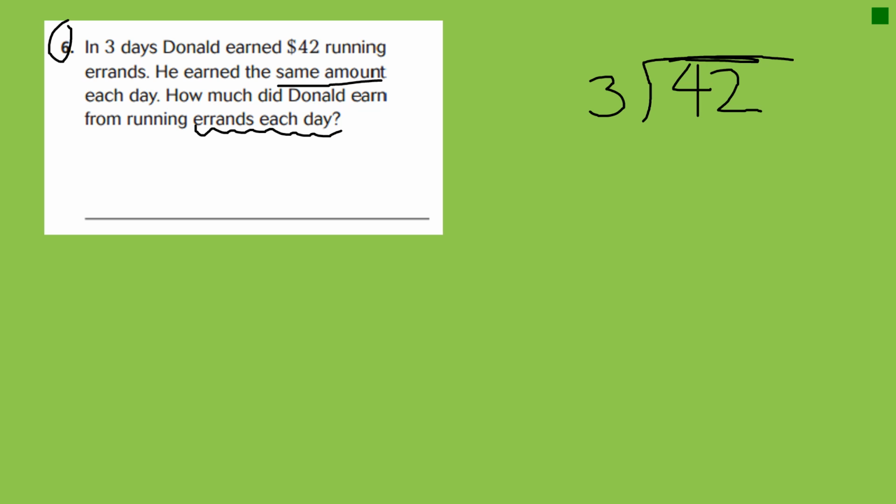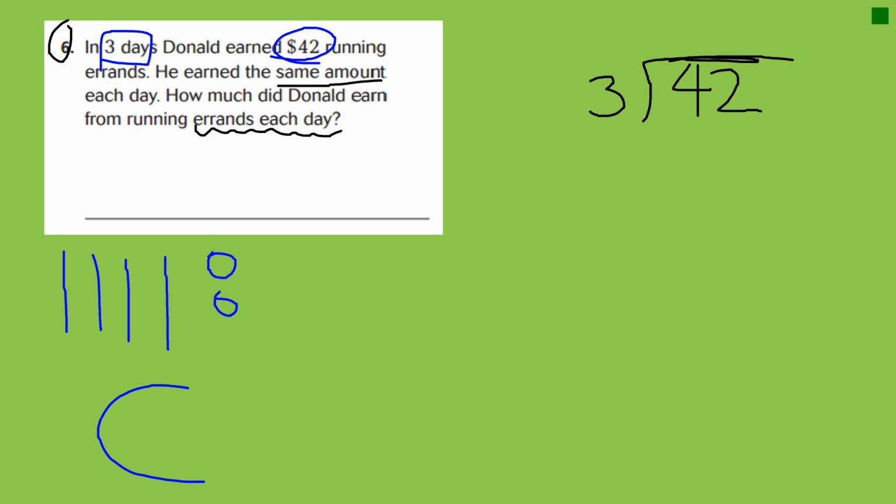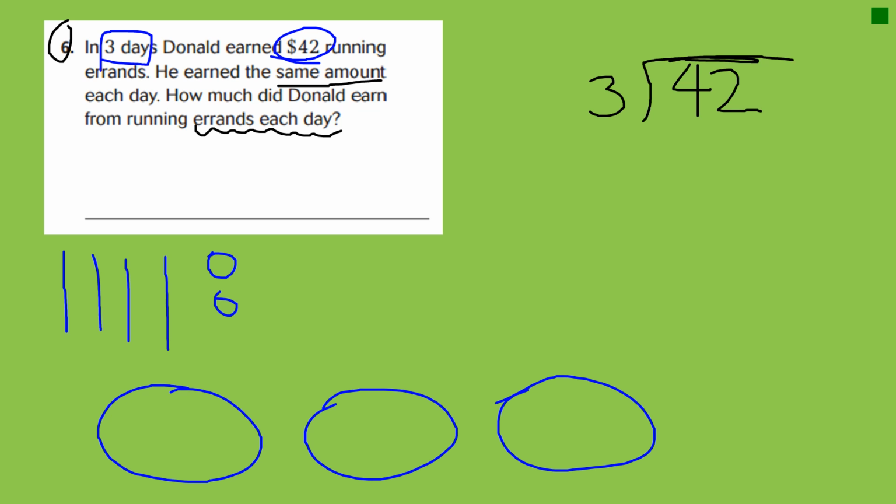Okay, so let's use our base 10 blocks. $42, well, not our blocks, our quick pic, right? 1, 2, 3, 4 tens, 2 ones. Okay, and we are separating them into 3 equal parts. Each one of those would be one of the days. All right, so let's start with the tens.